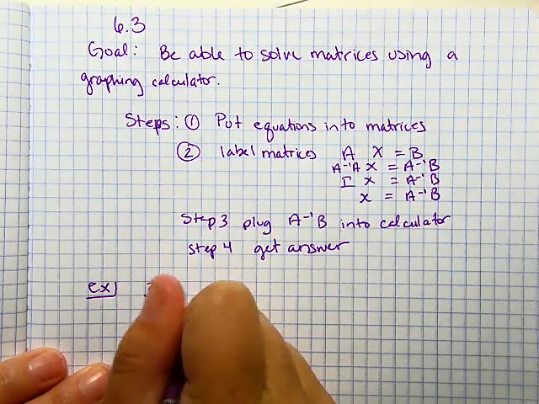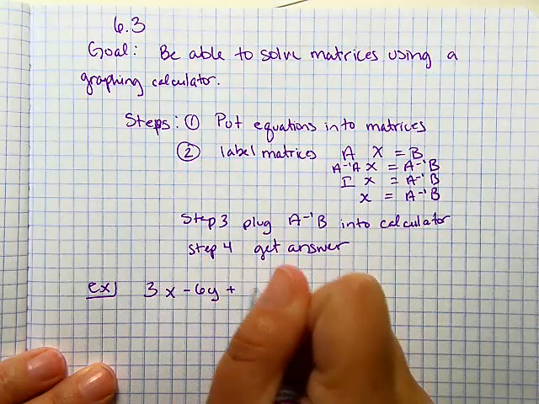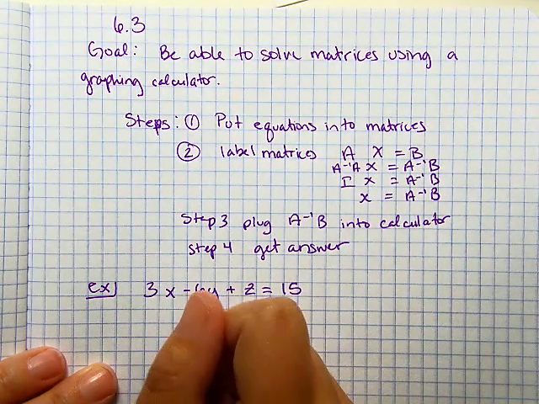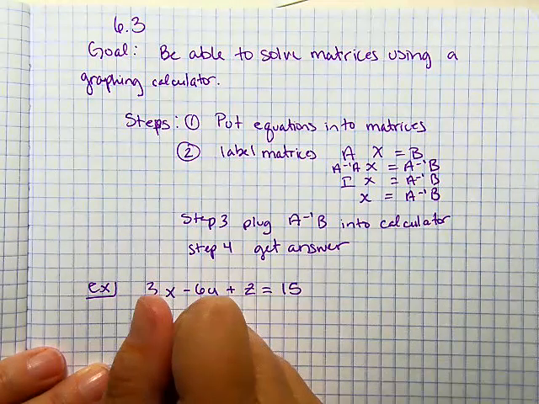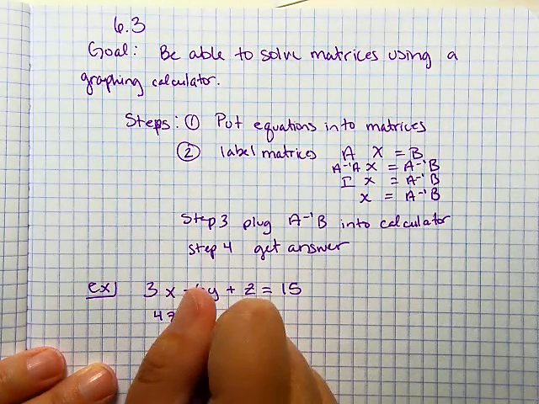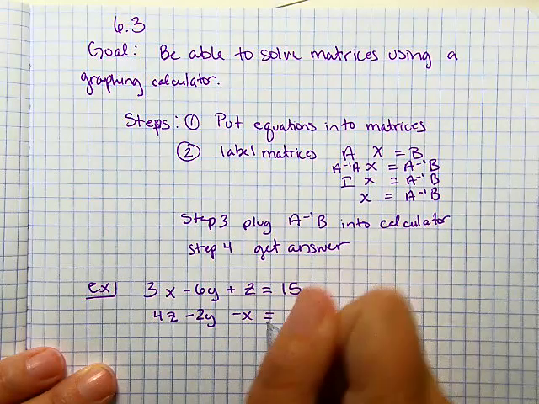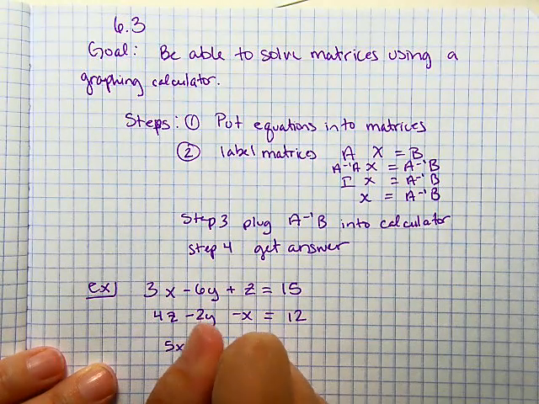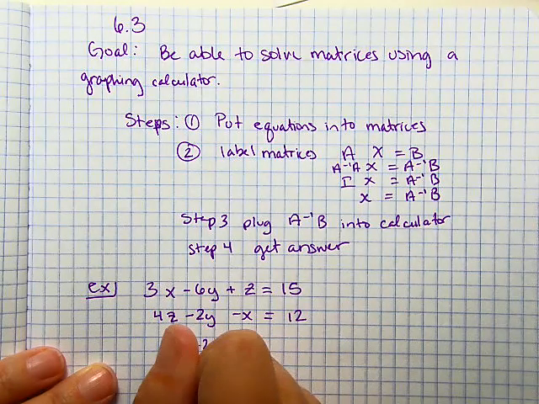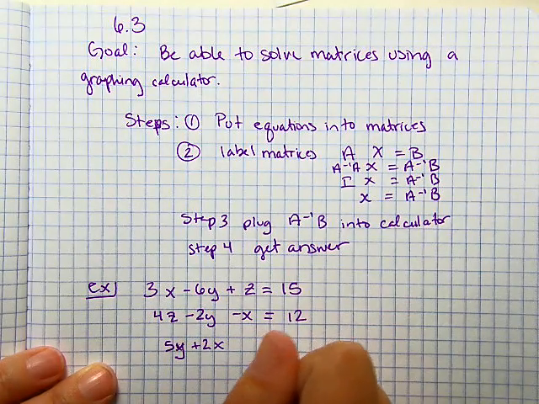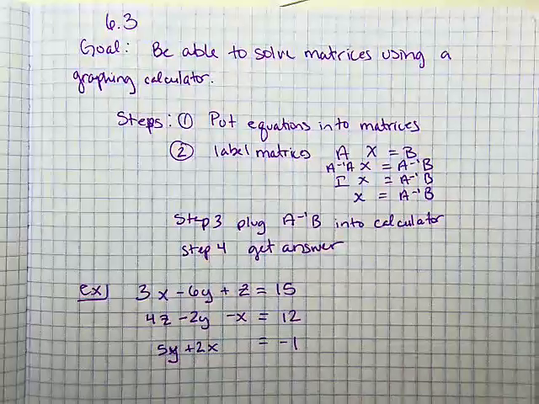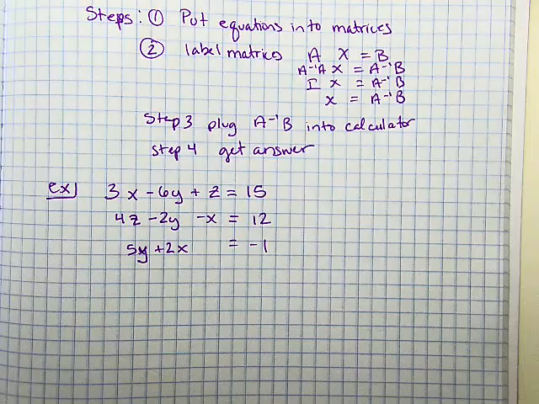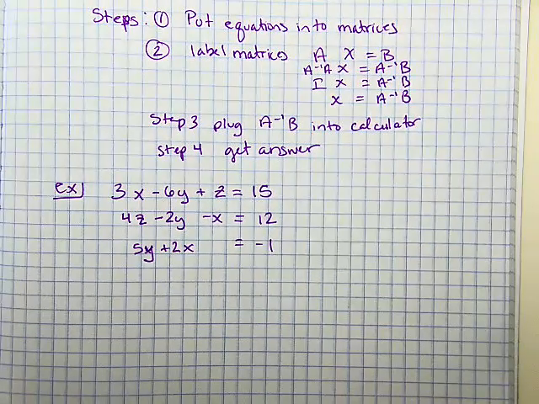So we're going to solve 3x minus 6y plus z equals 15. 4z minus 2y minus x equals 12. And then 5y plus 2x equals negative 1. Now, you should be looking at this going, wait, these aren't in order. And you're right. We need our x's, y's, and z's to be in the same order.